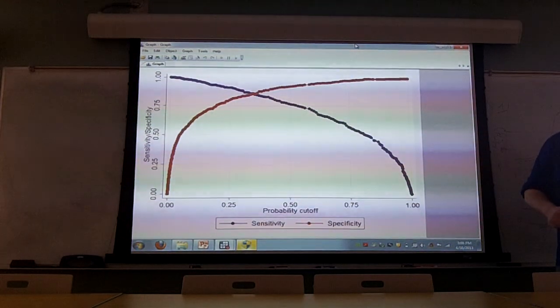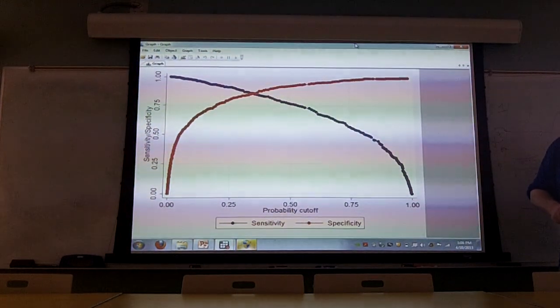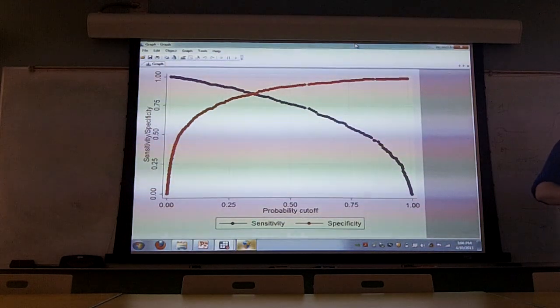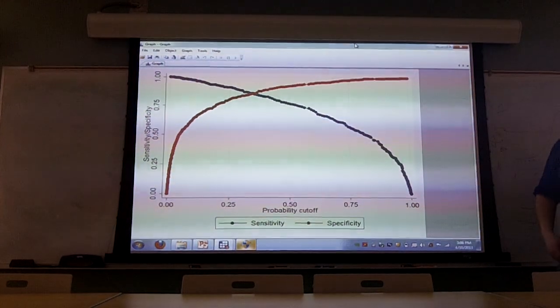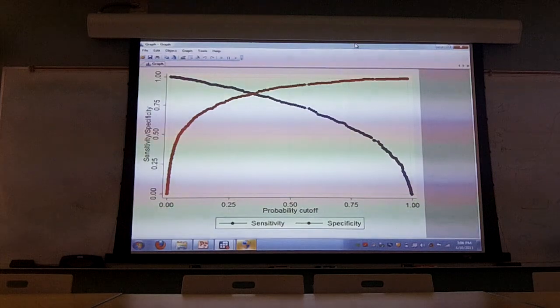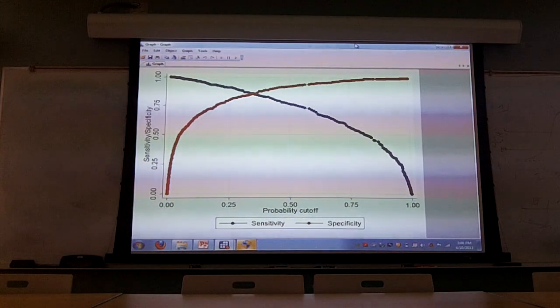If we get this graph, shouldn't Stata be able to easily tell me what that number is? Not necessarily, but there's a fairly simple formula. I'll write it down for you.